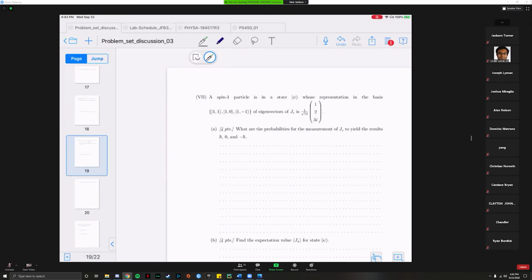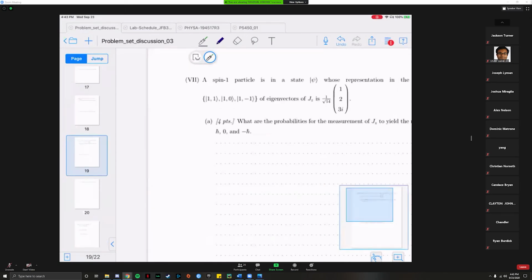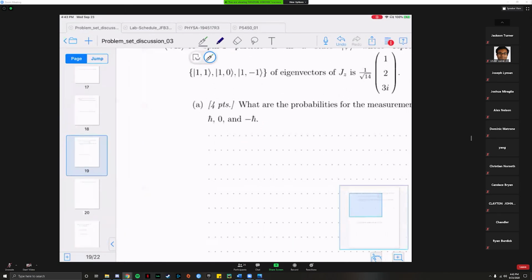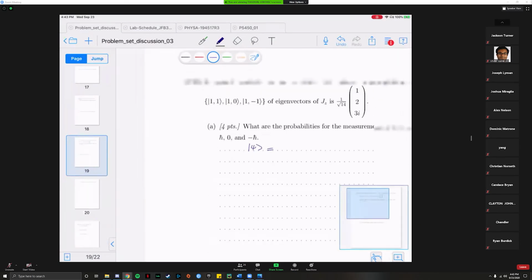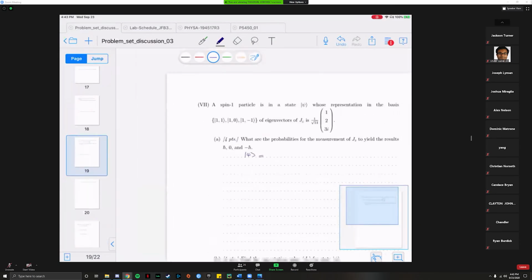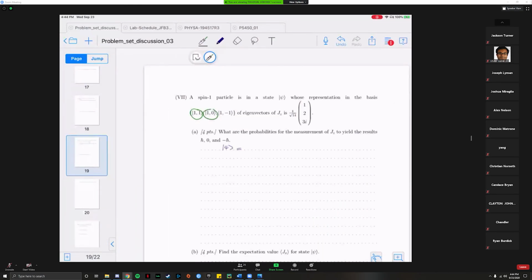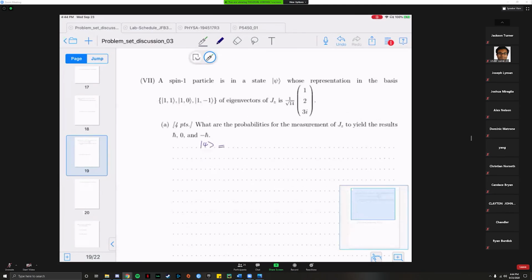So no. So let's start. Let's start by writing psi. Okay, so let's write psi with the information that we are given. And so let's write psi in terms of these kets. What would you write?